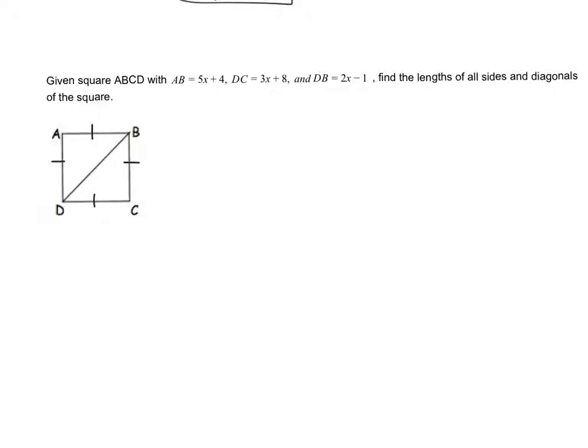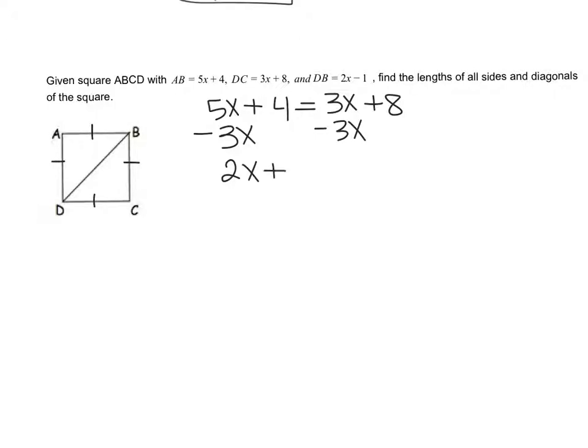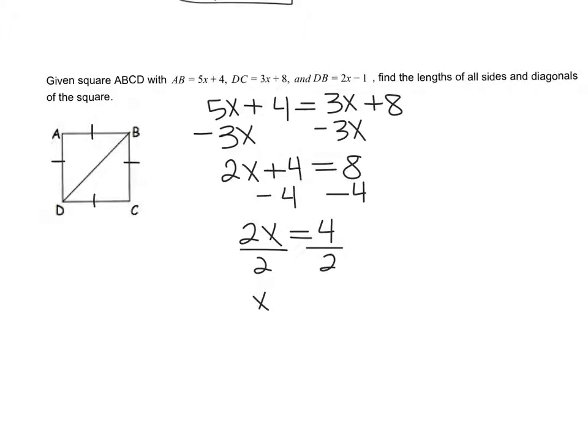So in order to solve for x, we're going to set 5x plus 4 equal to 3x plus 8. Subtract 3x from both sides. Get 2x plus 4 equals 8. Subtract 4 from both sides. We get 2x equals 4. Divide both sides by 2, and we get that x equals 2.